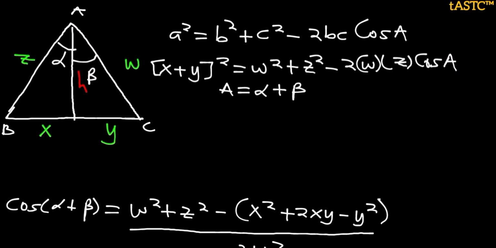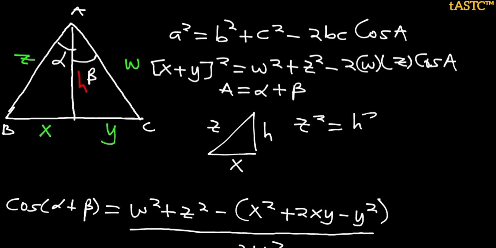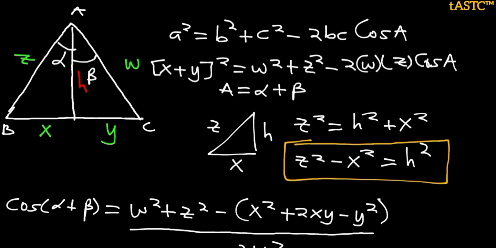First off, if we took this part of the triangle, we're going to create a right angle triangle. So this is h, this is z, this is x. So we know that z squared is equal to h squared plus x squared. If I wanted to find h squared, that is going to be z squared minus x squared. That will be equal to h squared. We need to hold these at the back. Now let us try something else.